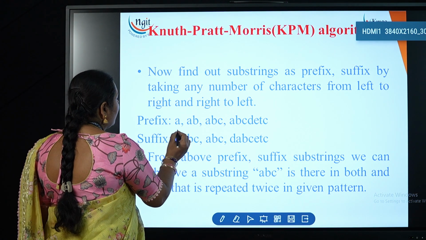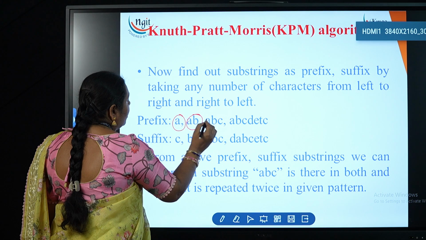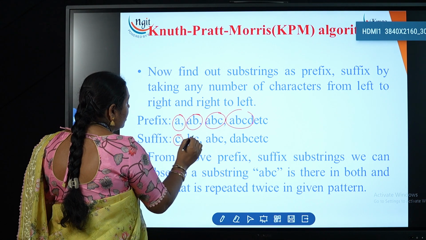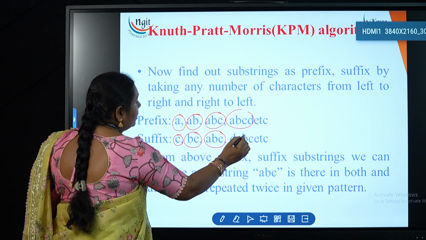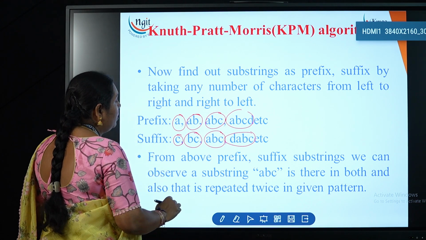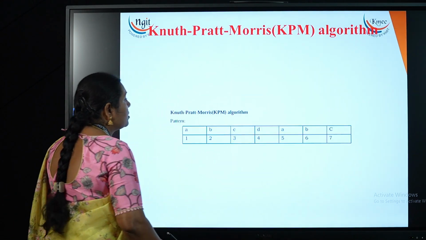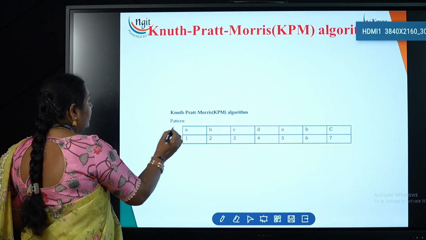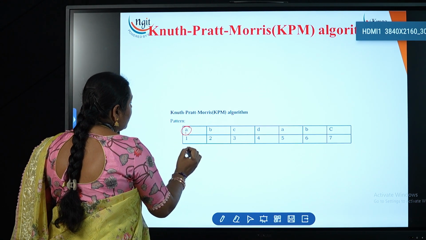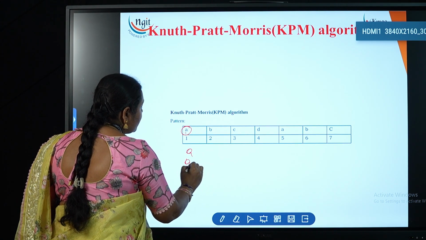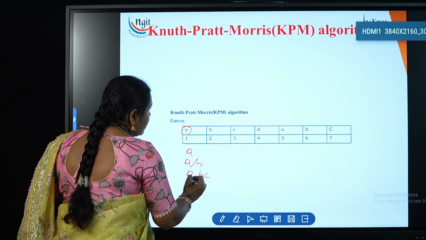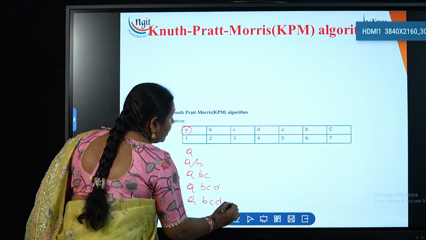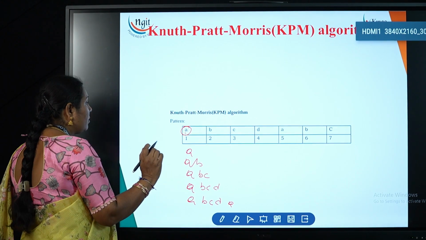From the given pattern, I can give prefixes. What are the prefixes? A, AB, ABC, ABCD, etc. Coming to the suffixes, I can create C, BC, ABC and DABC. So these are the prefixes and suffixes, okay? I can create A from here, prefix I am talking about. First I can create A, then next AB, then ABC, then ABCD, ABCDA, like that I can create.